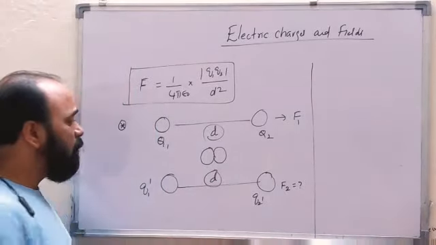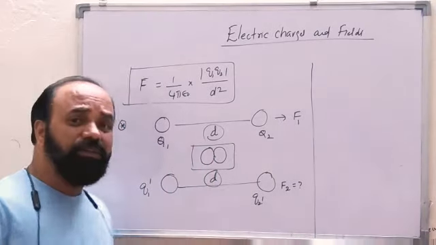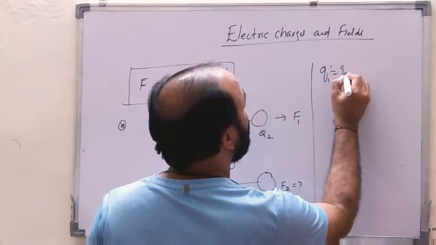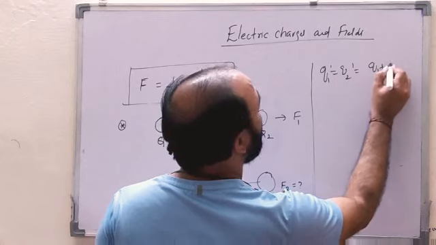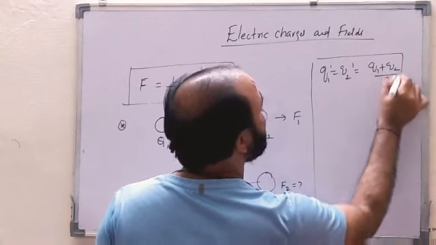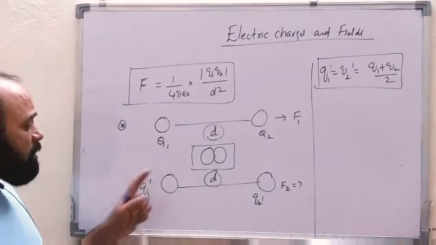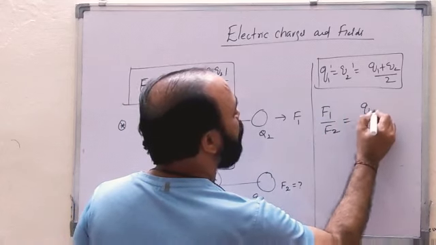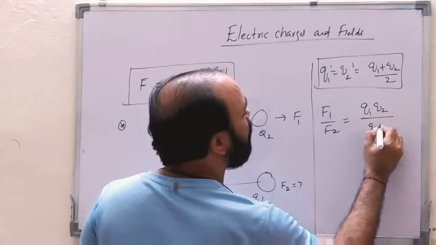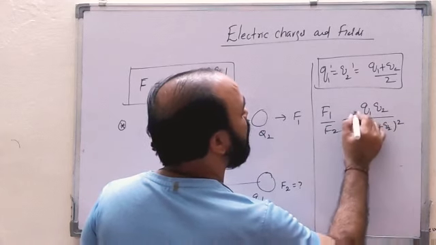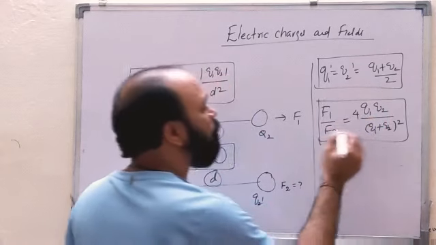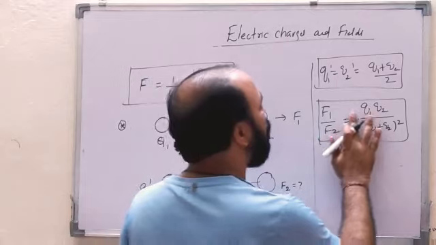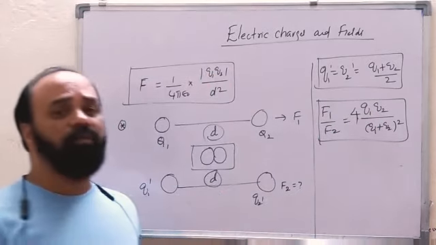When these two are in contact with each other, we know that due to the conduction process, the new charges Q1 dash and Q2 dash can be written as Q1 plus Q2 by 2. This is the new charge on the two bodies. Now, F1 by F2 equals 4 into Q1 Q2 by Q1 plus Q2 whole square. This is the shortcut formula: F1 by F2 is equal to 4 Q1 Q2 by (Q1 plus Q2) whole square.